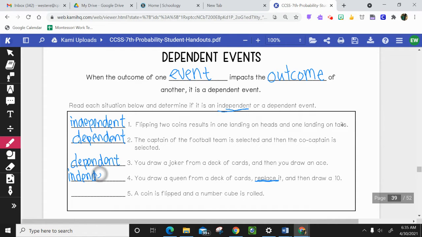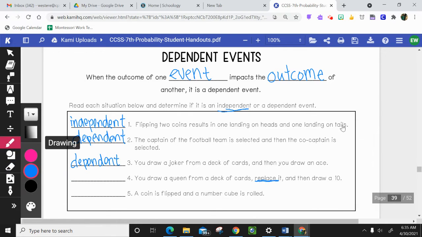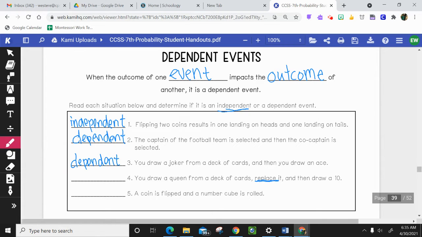In number 3, we have changed the deck of cards when we make our second selection. But in number 4, it's like we're drawing from a brand new deck. A coin is flipped and a number cube is rolled. Those are independent.